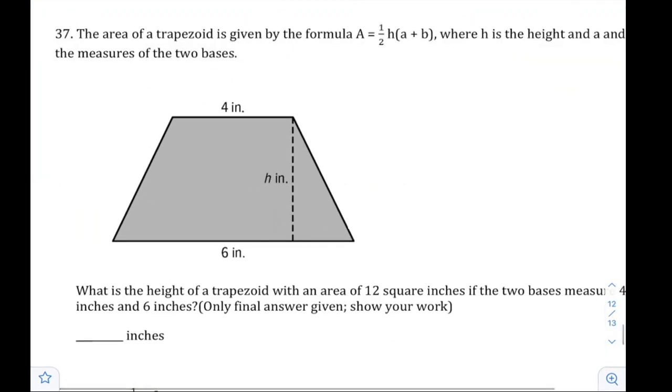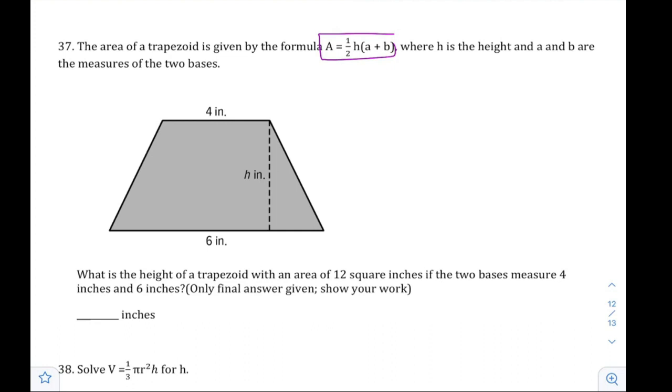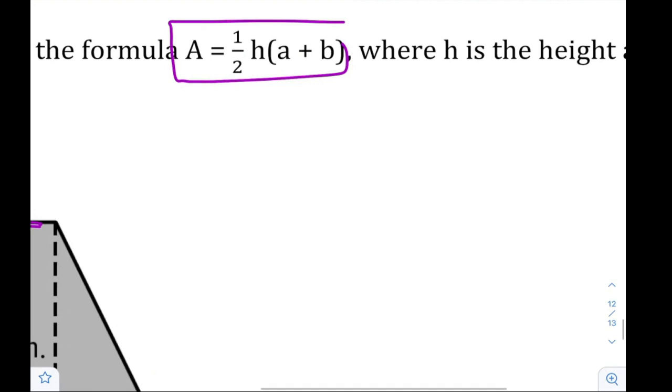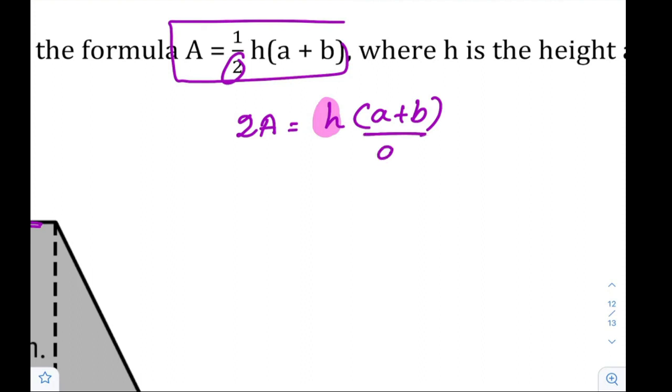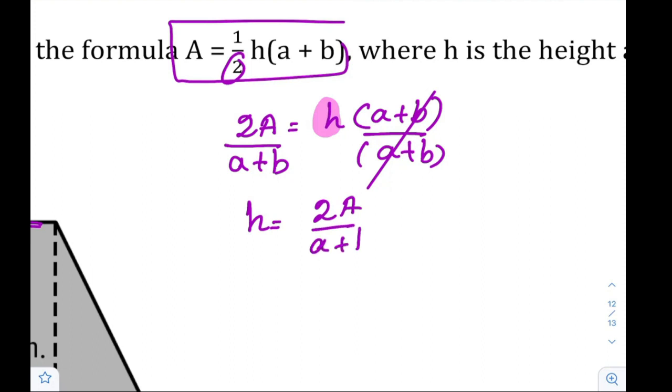Now, this is another geometry problem. The area of the trapezoid is given by this formula where h is the height, a, b are the measures of the two bases, this one and this one. And what is the height of the trapezoid with area 12 and the two bases 4 and 6 inches? Let us solve for h. Step 1, get rid of the denominator. Multiply both sides by 2. Now you want h alone, so divide both sides by a plus b. So your h now is 2 times A over a plus b.